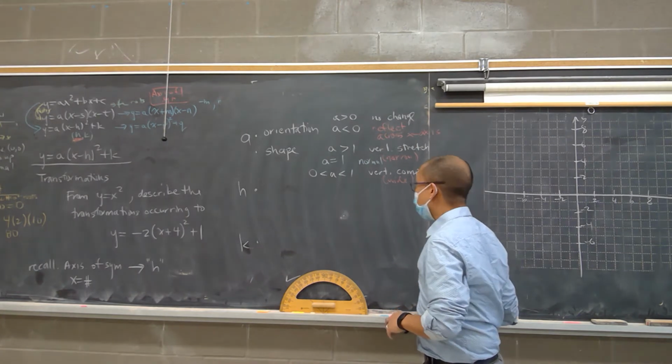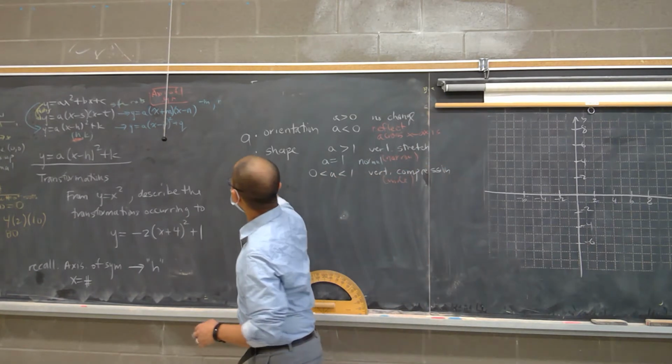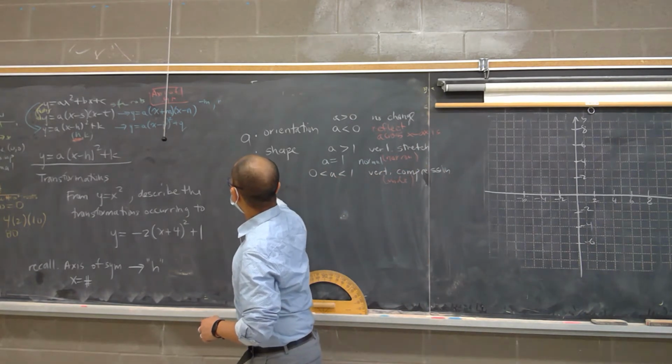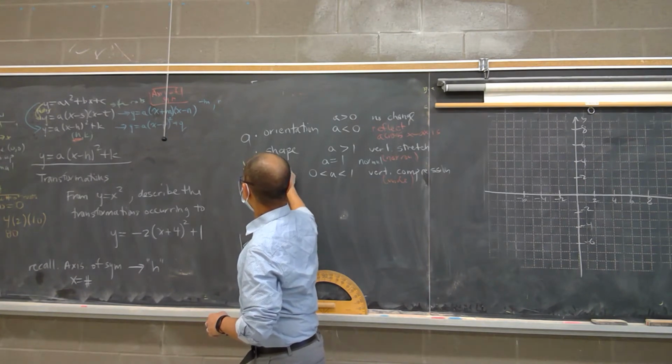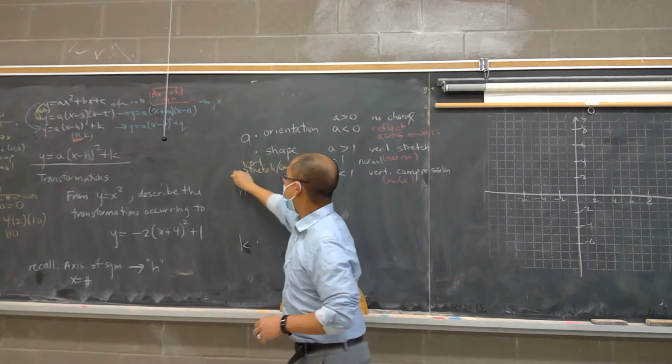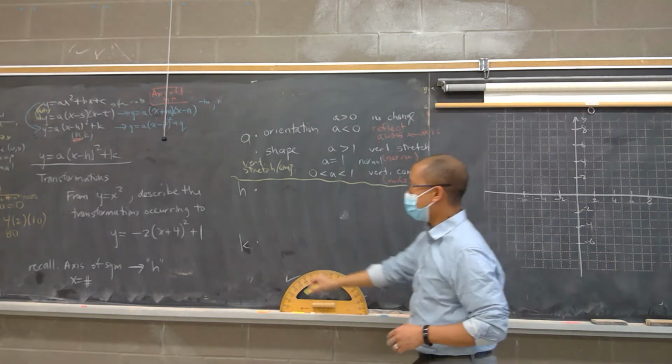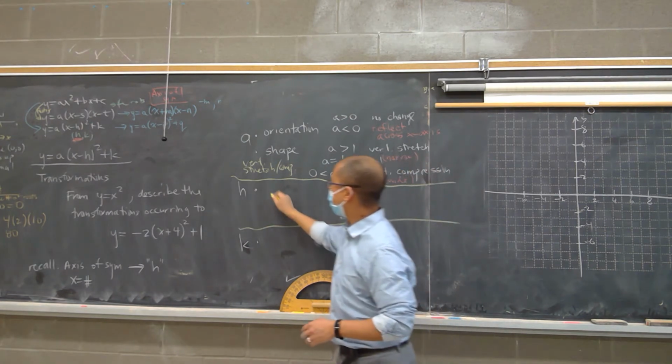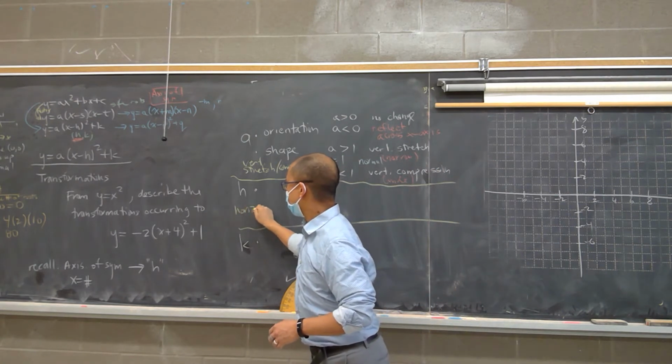H, and I may have to write it down. So this is the vertical stretch and compression. H, let's put a line in here. H is the horizontal shifting left and right. The horizontal shift.